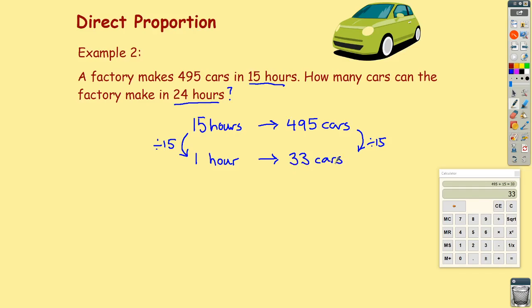Now, to figure out how many cars it can make in 24 hours, we just have to add 1 extra step in. We're going to have to find out how we get to 24 hours. Well, hopefully that's straightforward enough. We just multiply 1 by 24. So in 24 hours, the factory is going to make 33 times the 24. You do 33 multiplied by the 24 to get a final answer of 792. Okay, so 792 cars.